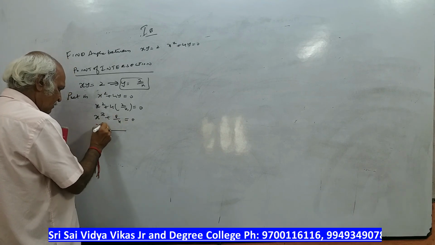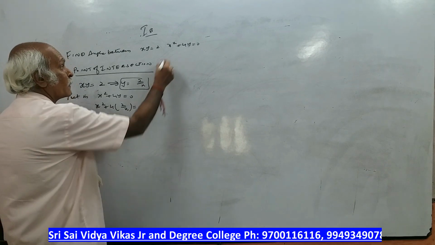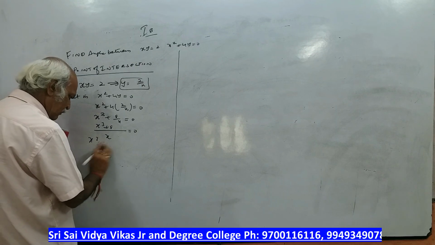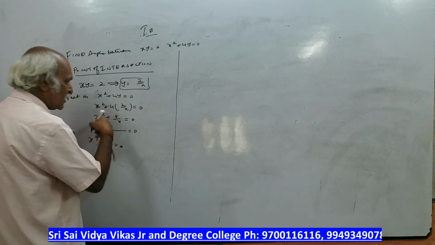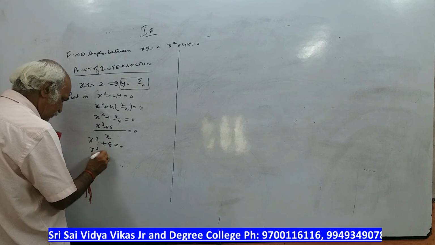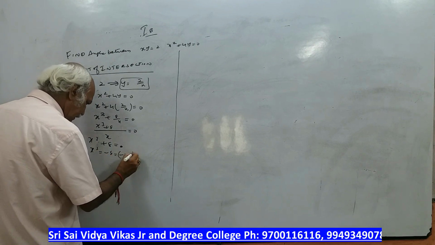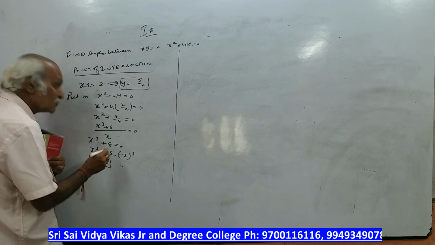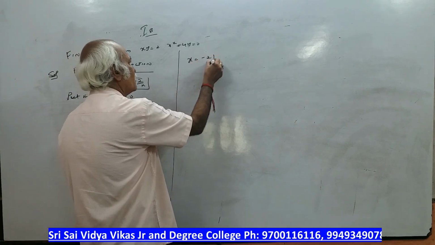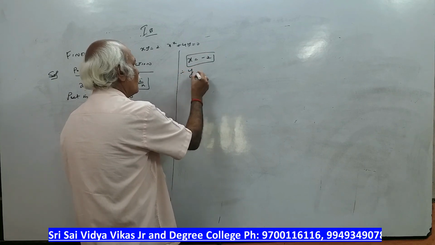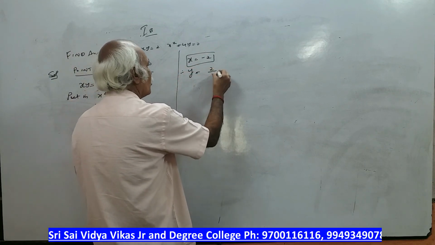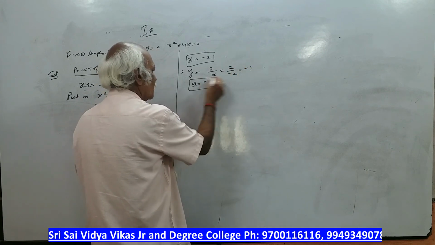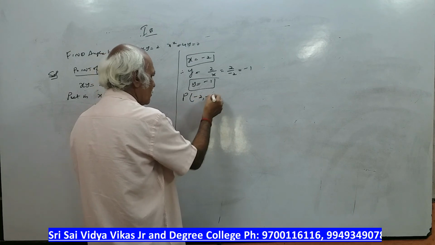LCM is x, so x cube plus 8 is equal to 0. Then we got x cube is equal to minus 8. Minus 8 can be written as minus 2 cube. So what is the x value? Minus 2. Therefore, what is the y value? 2 by x, 2 by minus 2, which is minus 1. Therefore, what is the point of intersection? Minus 2 comma minus 1.